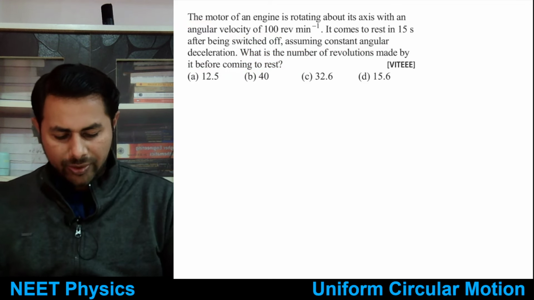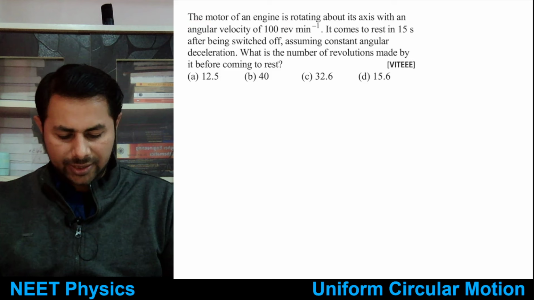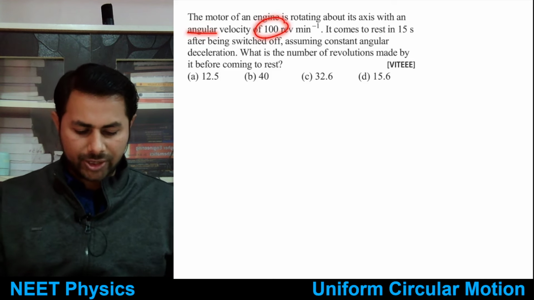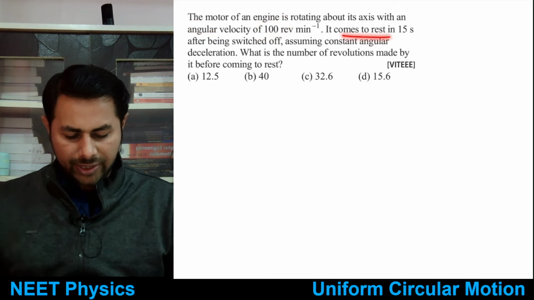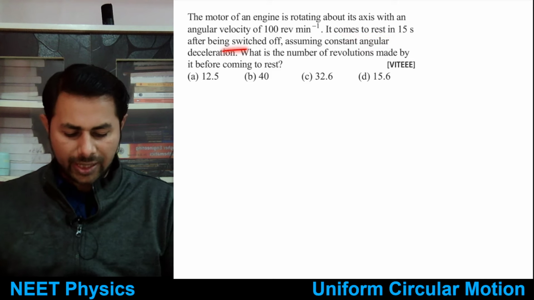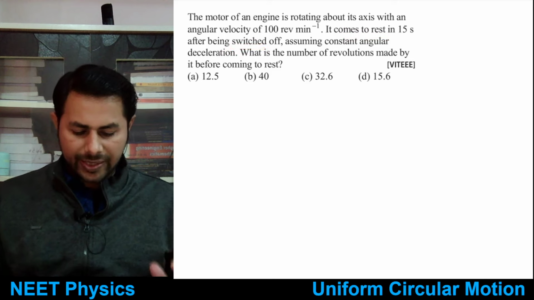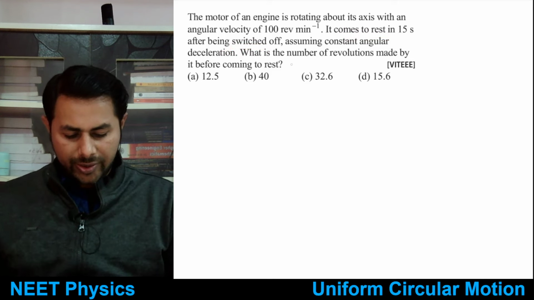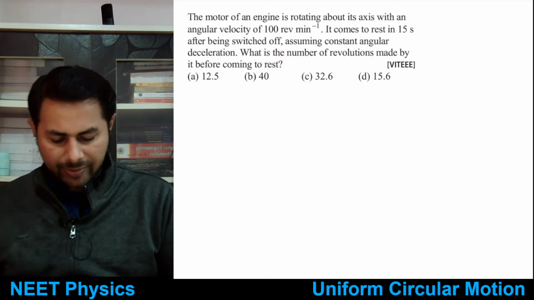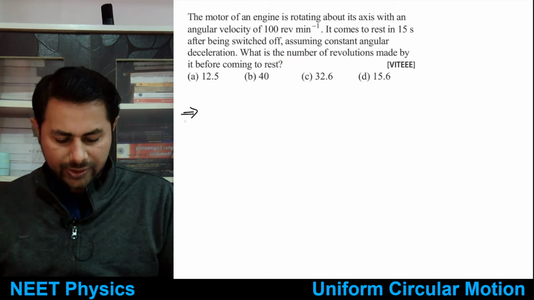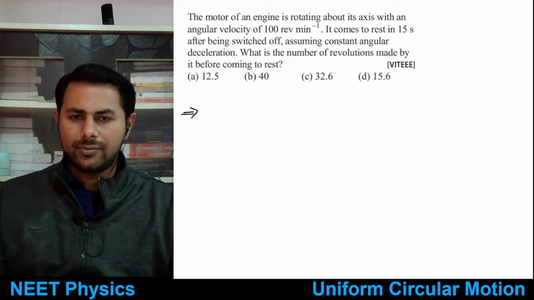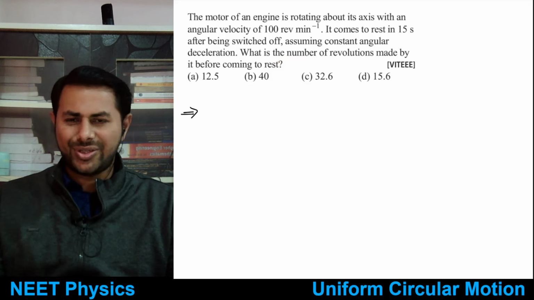The motor of an engine is rotating about its axis with an angular velocity of 100 revolutions per minute. It comes to rest 15 seconds after being switched off. Then what is the number of revolutions made by it before coming to rest? Tell me. How will you solve this?